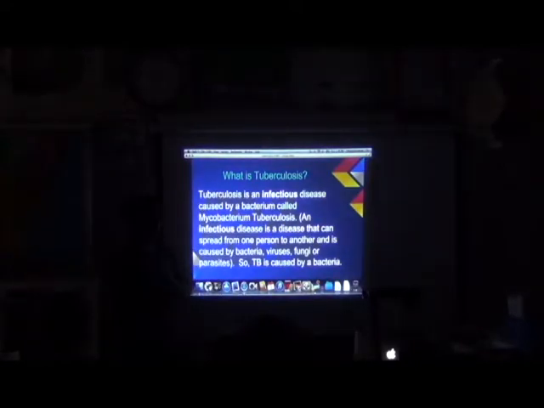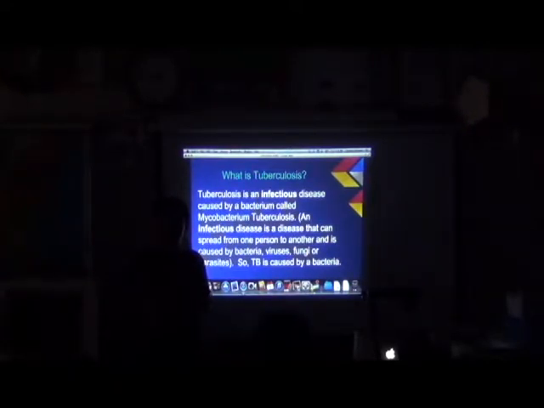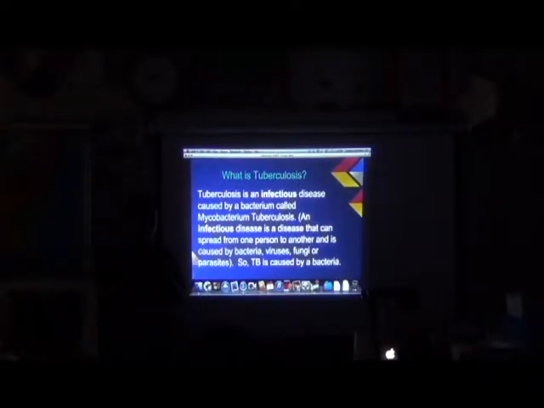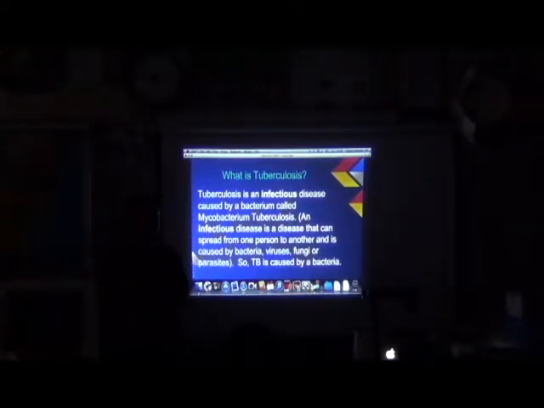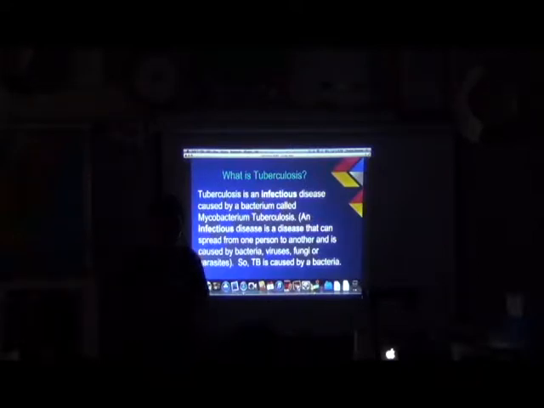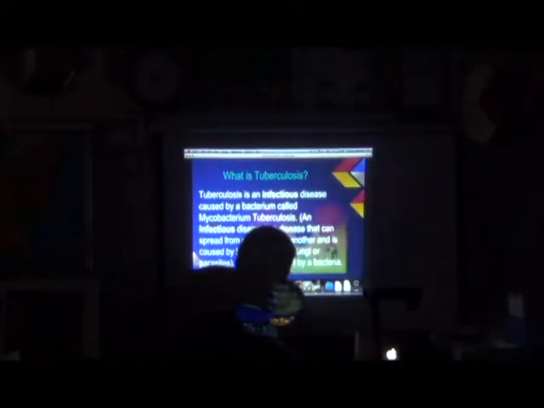Okay, so what is tuberculosis? Tuberculosis is an infectious disease that is caused by a bacterium called Mycobacterium tuberculosis. An infectious disease is a disease that is spread from one person to another, and it is also caused by viruses, fungi, parasites, or bacteria. In this case, tuberculosis is caused by bacteria, so that's why tuberculosis is an infectious disease.